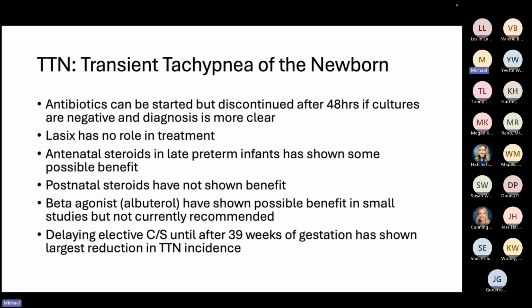Interestingly, beta agonists such as albuterol have shown some possible benefit in small studies. It's not clear why, but it probably has to do with opening up of the alveoli, so dilation of the alveoli to allow for more FRC. And delaying elective C-section until after 39 weeks will by far improve your TTN rates more than anything else.